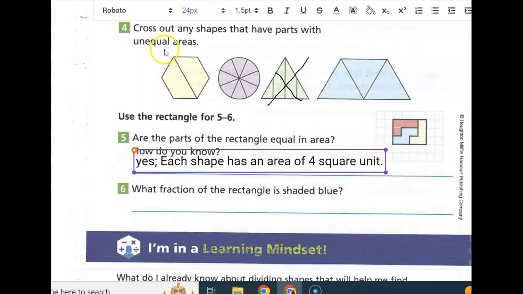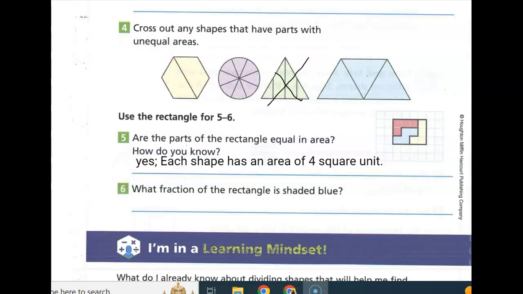What fraction of the rectangle is shaded blue? 1/3. There are 3 parts, right? The red part, the yellow part, and the blue part. So 1/3.